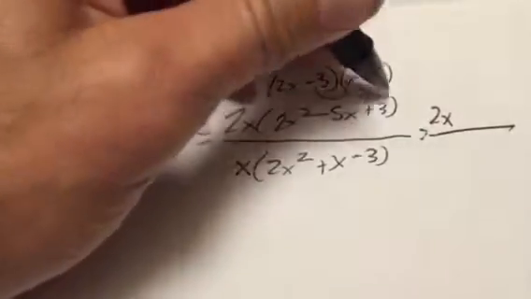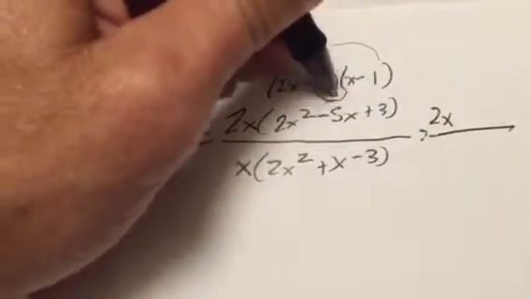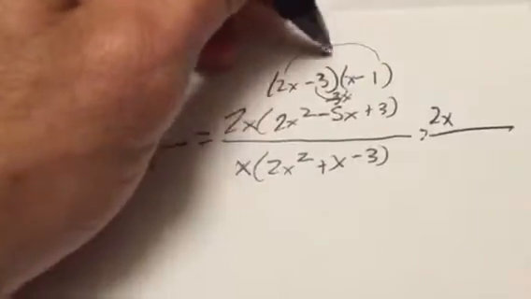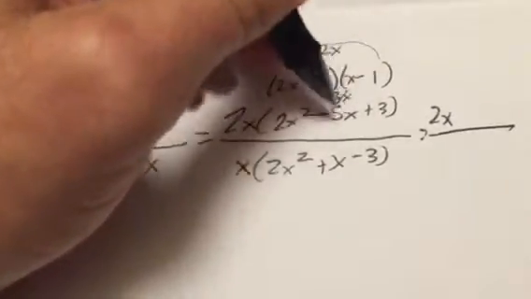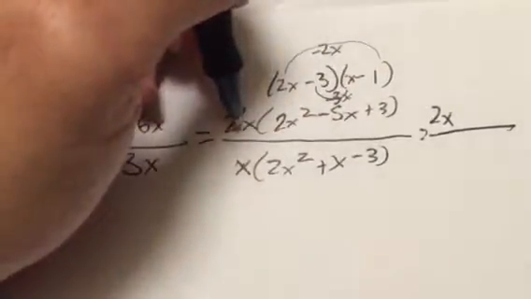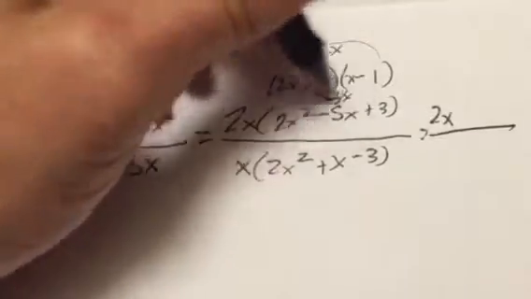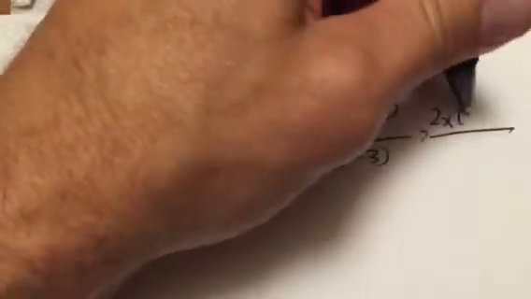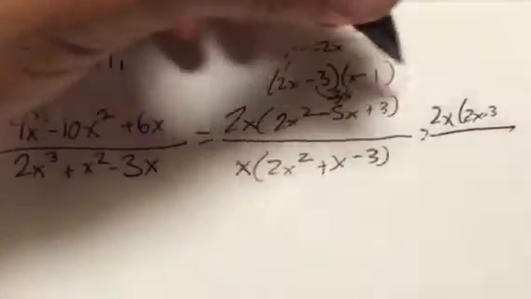Notice how that multiplies to positive 3, and this is going to add. There's a negative 3x. There's a negative 2x. That's going to add to negative 5x in the middle. So I have the 2x that I factored out, and then what's left, this quadratic factors to 2x minus 3 times x minus 1.